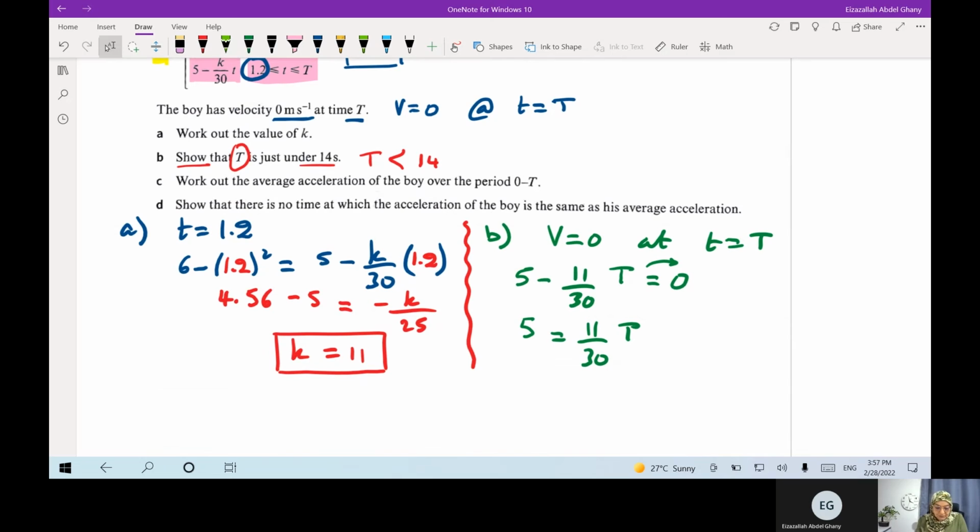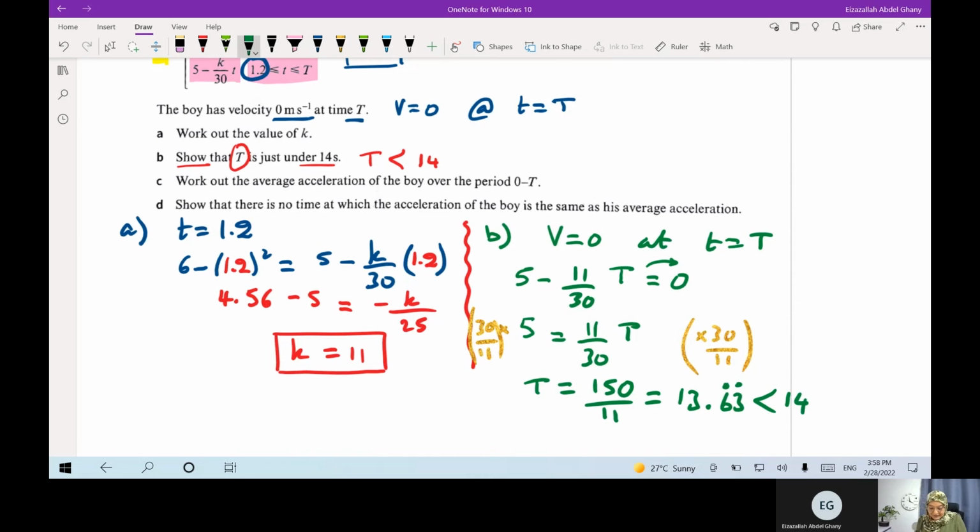Now, if you multiply both sides by the reciprocal, so 5 times 30 over 11, T is, as a fraction, 150 over 11. And the fraction is exact. But he wants us to write it as a decimal, just to check. It is 13.636363 recurring, which is less than 14.